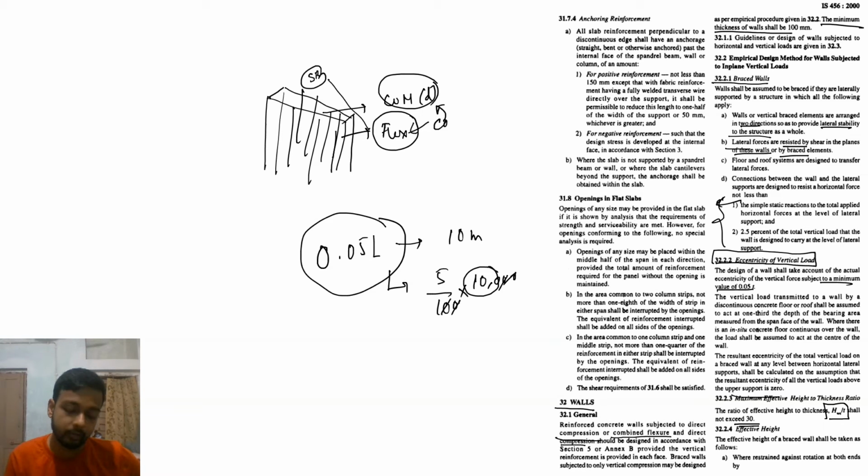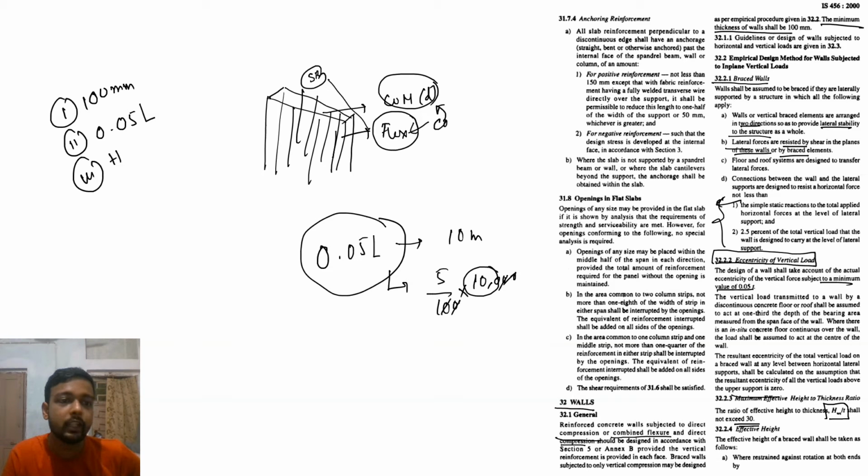So on this page, number 1, minimum thickness 100 mm. Eccentricity should be 0.05 L. And third is H by t, that should not be exceeded. Not exceeded means less than, not greater than 30. Okay. Now we talk about the effective height.